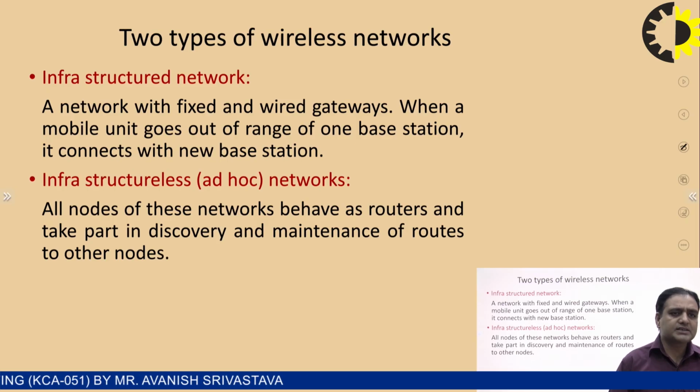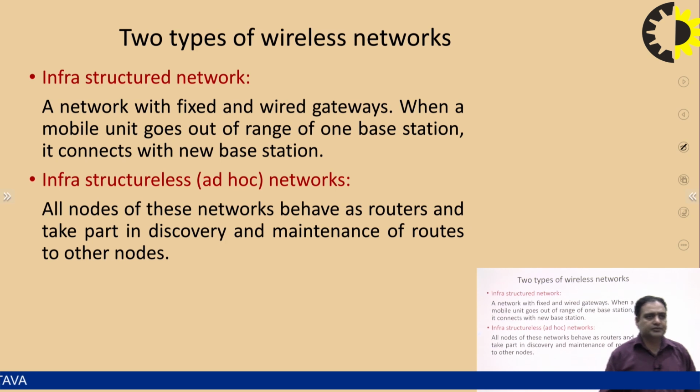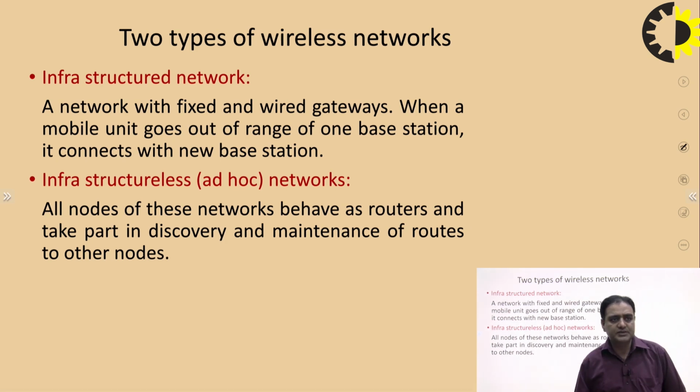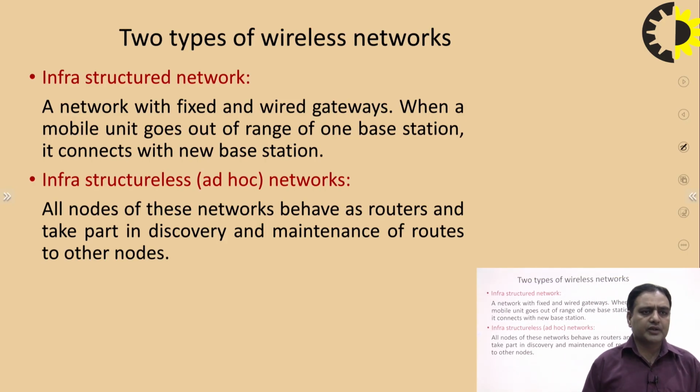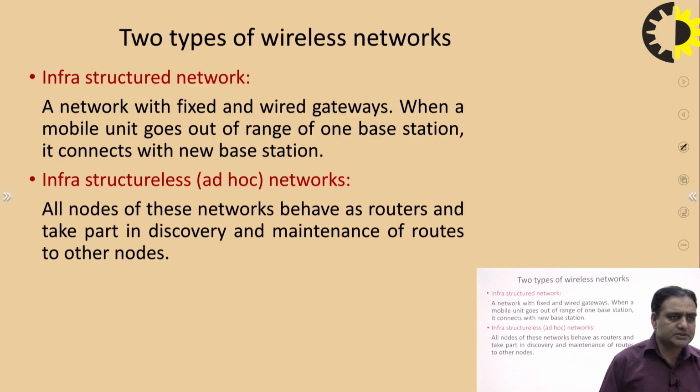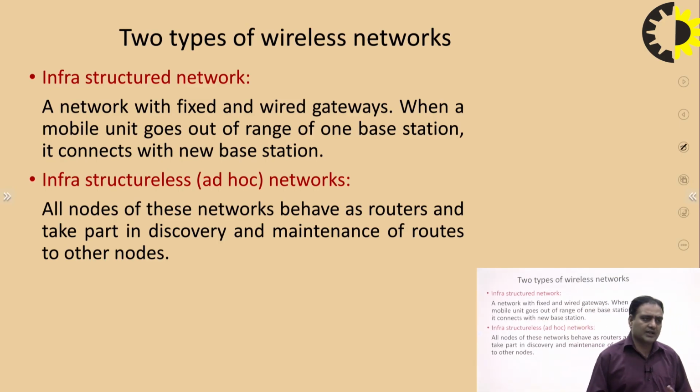Before understanding ad hoc networks or permanent networks, you should better understand what wireless networks are. Wireless means there is no cable for connectivity among the devices, whether through wire or wireless technologies. In the case of infrastructure networks, all the devices are connected through wires, with fixed and wired gateways. When a mobile unit goes out of range of one base station, it connects with the new base station.